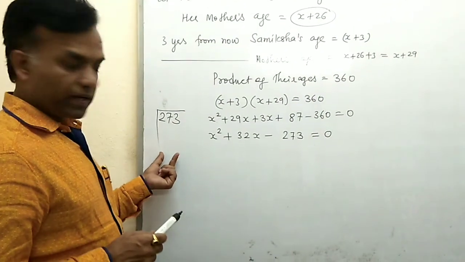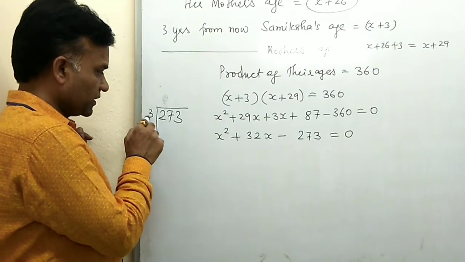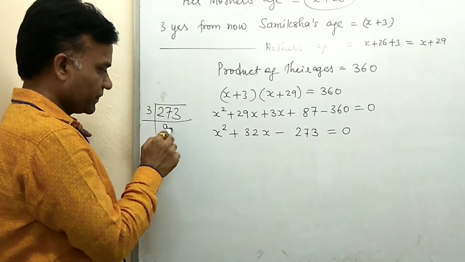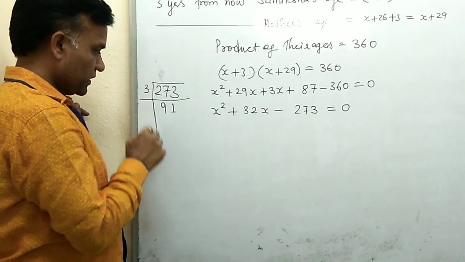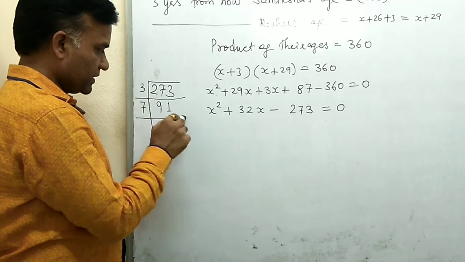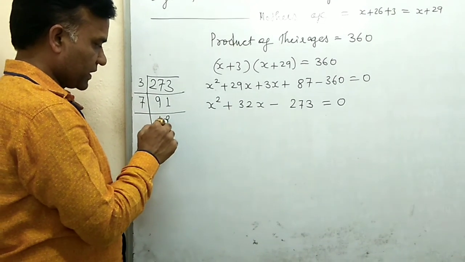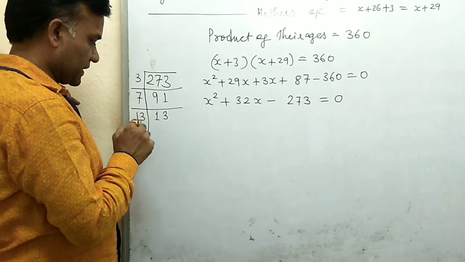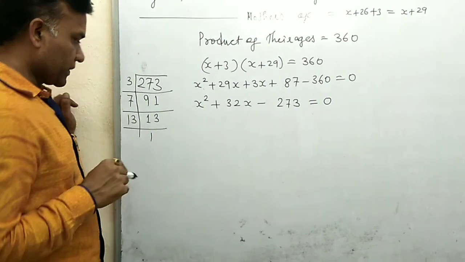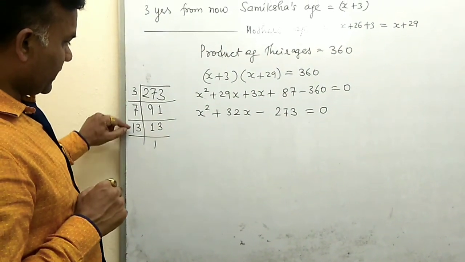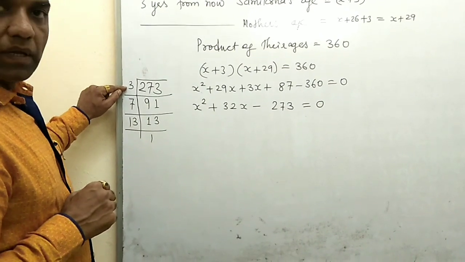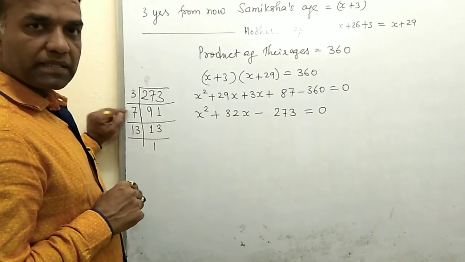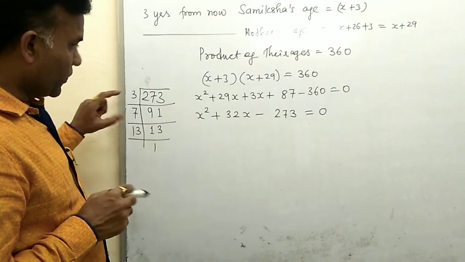So first you find out the prime factors of 273. You divide by 3: 3 9s are 27 and 3 1s are 3. Then divide by 7: 7 1s are 7, and then 13. So the factors are 3, 7 and 13. Now 13 3s are 39, and 39 minus 7 is 32. So there are two factors.